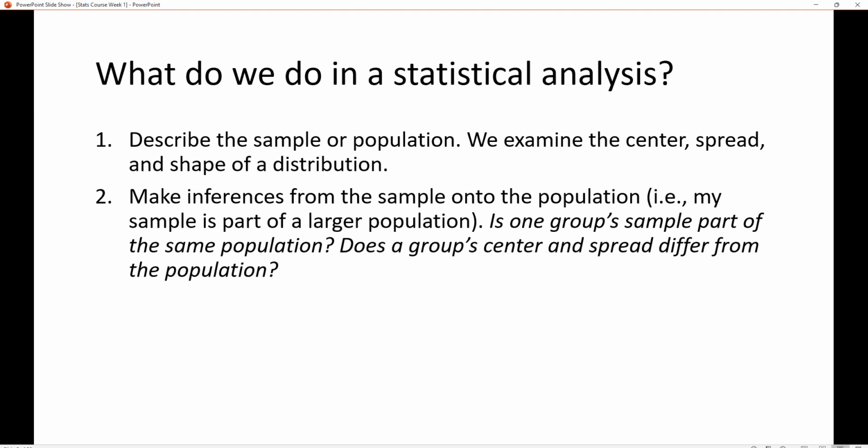And that leads us to the second thing that we do in a statistical analysis, and that is to make inferences from the sample onto the population. In other words, my sample is part of a larger population. And some of the questions we might ask are, is one group sample part of the same population? Or does a group's center and spread differ from the population? So in other words, we do two things. We do descriptive and inferential statistics.